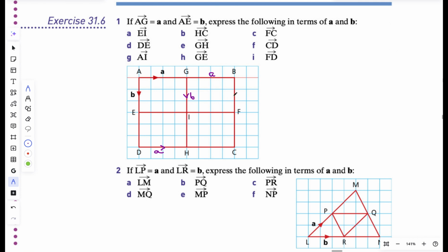But what if we are moving like this? We are moving from F to B, opposite of this one. It will become minus B. Is that okay?